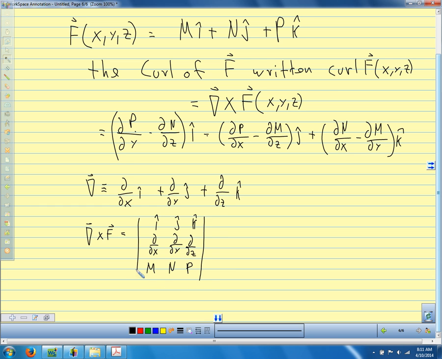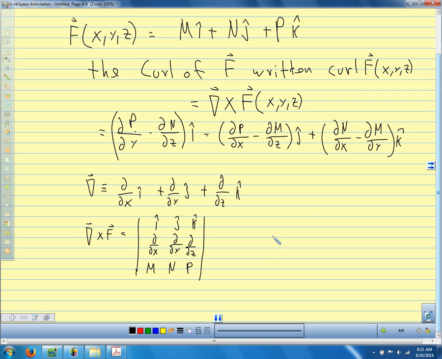So this is how we're going to calculate the curl. We put our components of our vector field here, and we form this determinant. So this is our curl. The curl in general, we'll say that the curl tells about the tendency of a vector field to cause a rotation. And it's a little more complicated than that. But the curl gives us an idea of that.